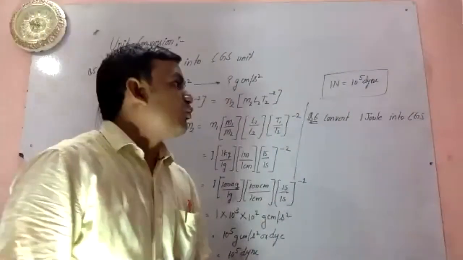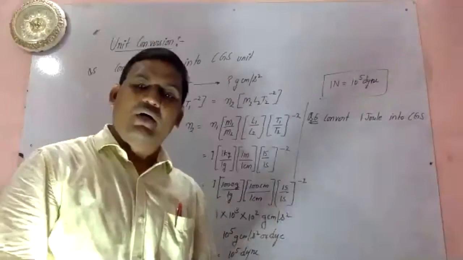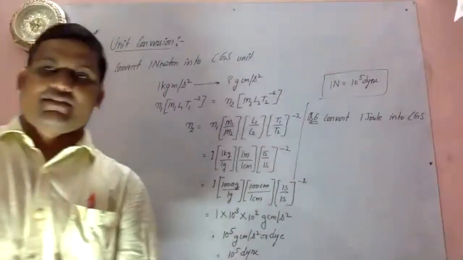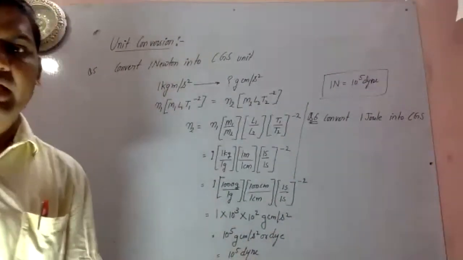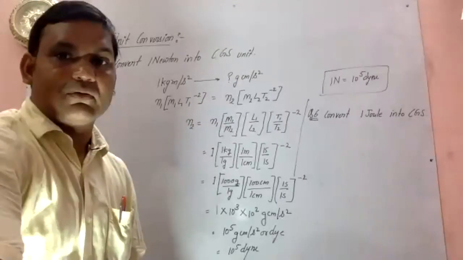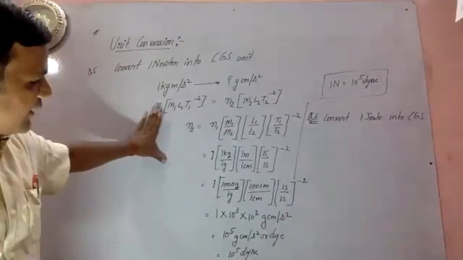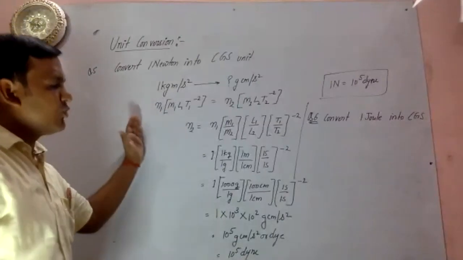Convert 1 joule into CGS. Okay. And you will get 10 to the power 7. Yes, it is CGS, but you have to solve it using the dimensional method. What I told you, like this, you have to go through each and every step. Okay.